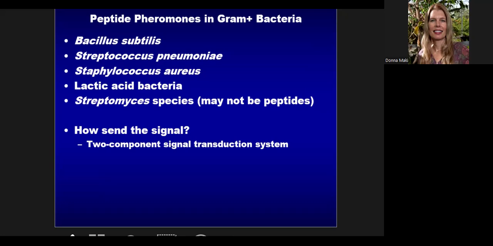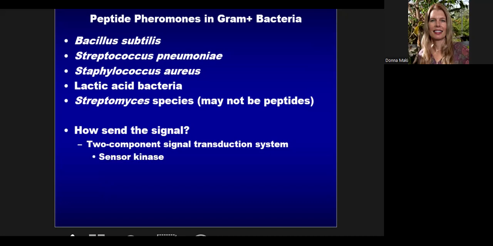So they use a more sophisticated system called a two-component signal transduction system, which isn't unique to bacteria. Plants do this, animals do this. So this is a way to take some external signal and transduce it into the cell to shift gene expression. Signal transduction is just saying you have to take that signal from the outside of the cell and somehow tell the inside of the cell what to do with it. And so it's a signal transduction process or system.